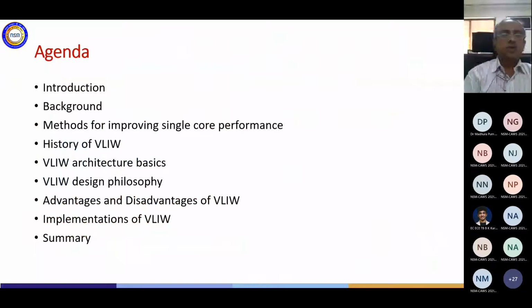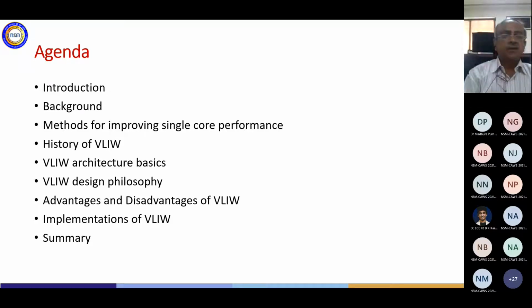So this is going to be the agenda for this lecture. We'll begin with an introduction where we will see how performance matters, and then we will have some background to set some context for understanding VLIW. Before we get into VLIW, we will refresh some of our concepts related to single core performance, and then we will see how VLIW takes that performance further.